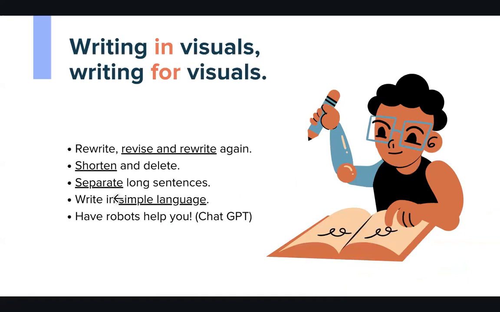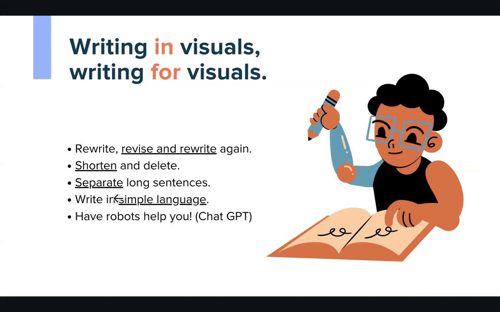Writing in visuals and writing for visuals. When you're writing for a campaign, you need to be so concise that it's easy to come up with the concept that needs to be visualized. If you're writing big paragraphs with multiple ideas per paragraph, it's hard to come up with a picture that would adorn that paragraph. That's why writing for crowdfunding forces you to rewrite and revise and rewrite again.